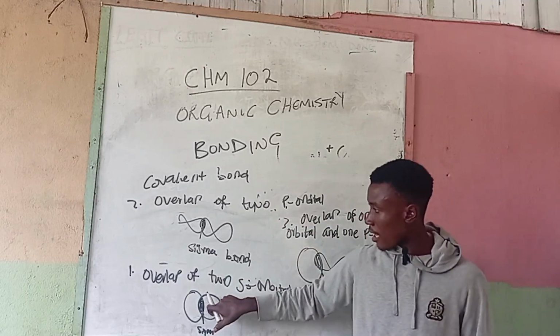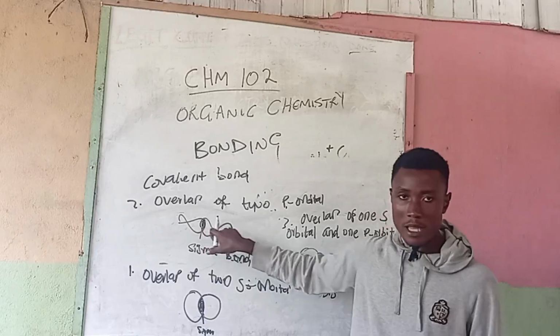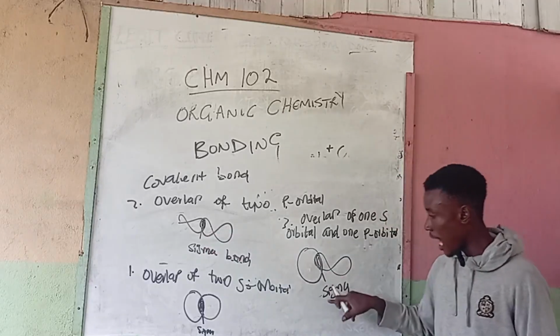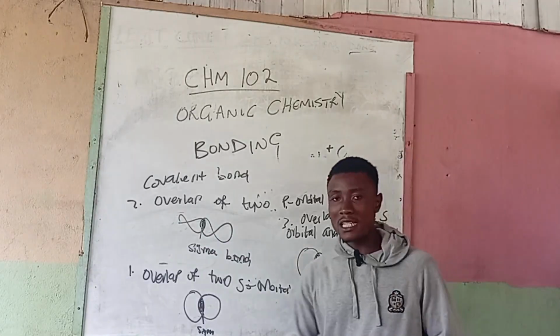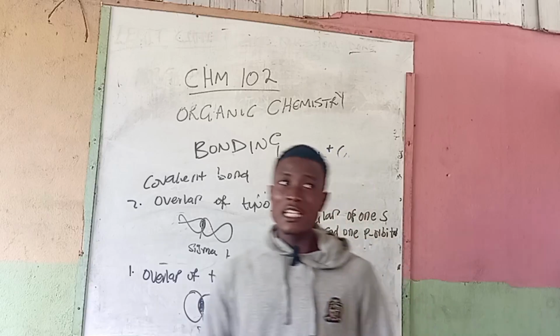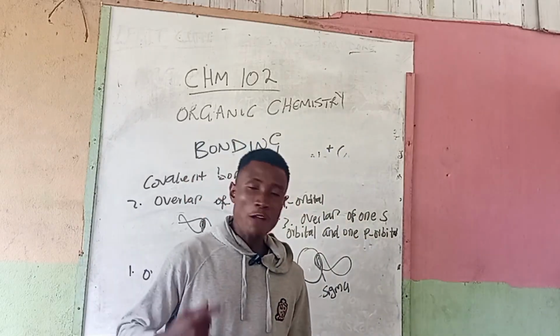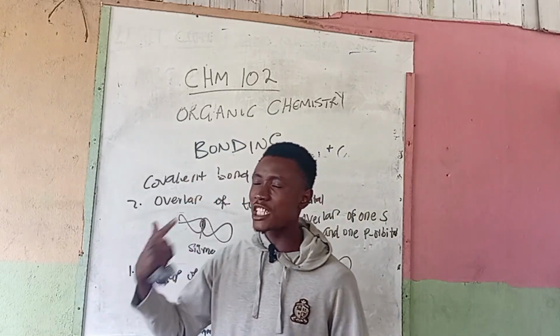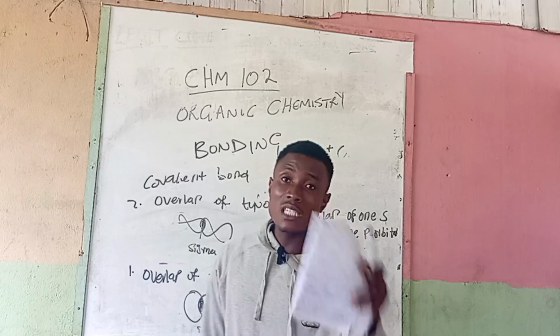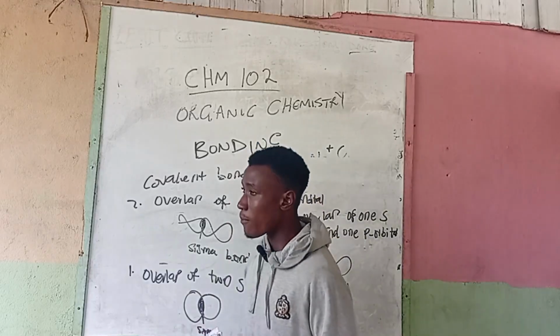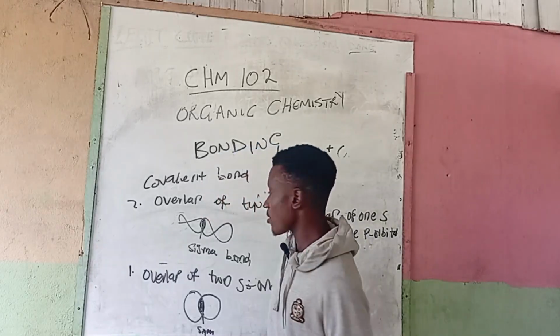Overlap of 2s orbitals, overlap of 2p orbitals, and overlap of 1s and 1p orbitals. So that is just it. And we say the sigma bond is the strongest. The sigma bond is stronger than the pi bond. The sigma bond is in charge of the alkanes, and that is why we say the alkanes are the most stable. And don't forget, the sigma bond is the backbone of organic chemistry.